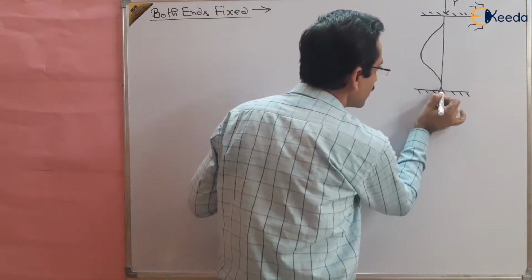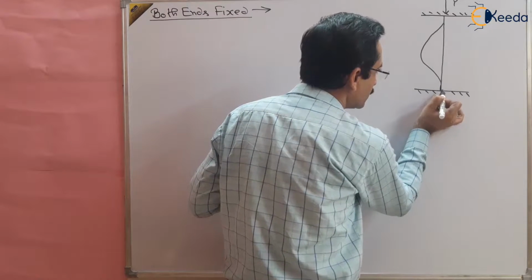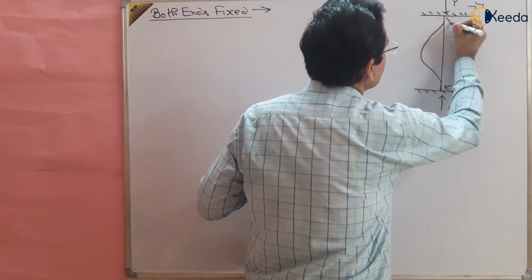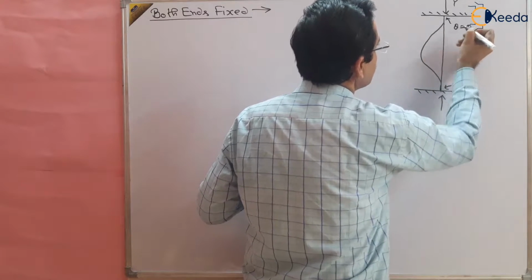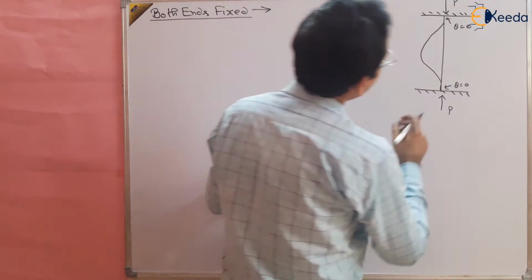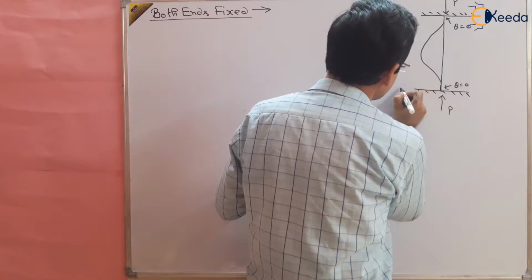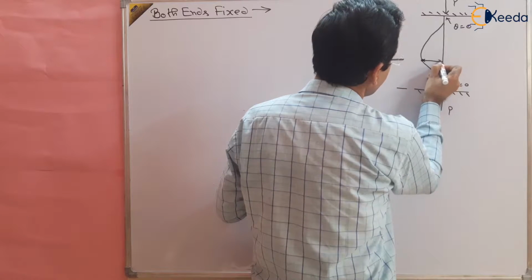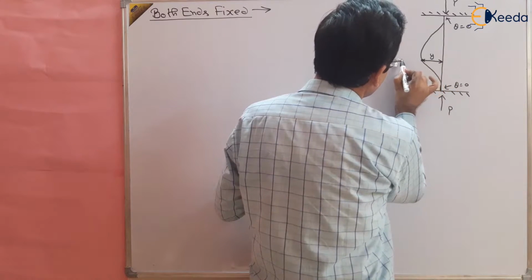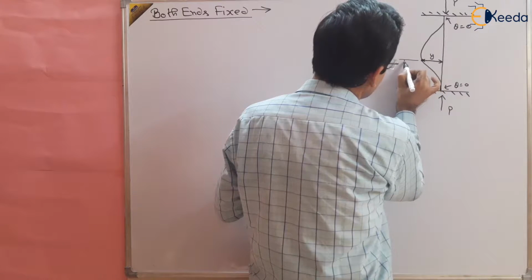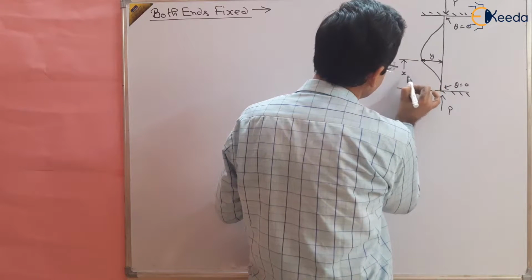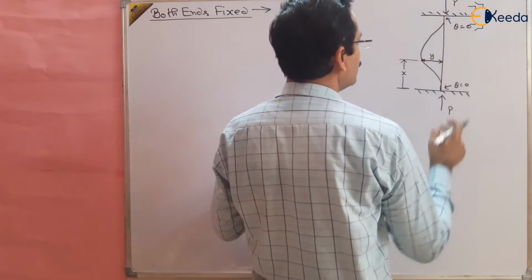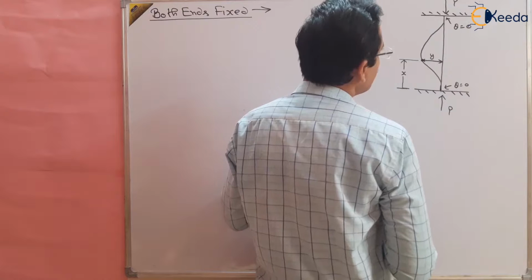And you know that at this point some part is horizontal because theta is 0 at this point, slope is 0 at this point, and theta is 0, right? And we want to find out the deflection. Suppose this is the point where we want to find out the deflection y, and this is the distance x. So what is this safe load P using Euler's theory of column?